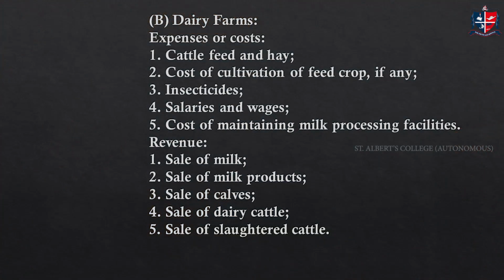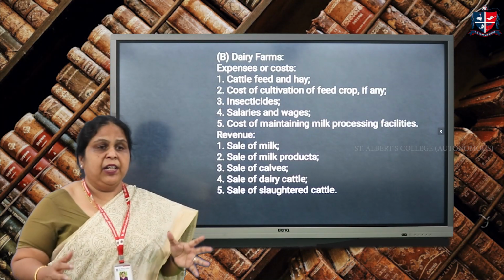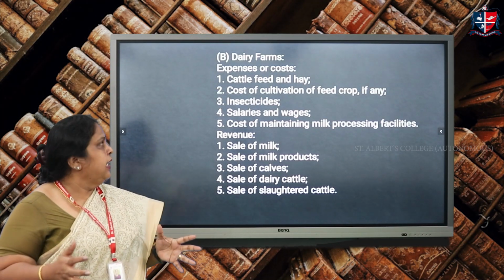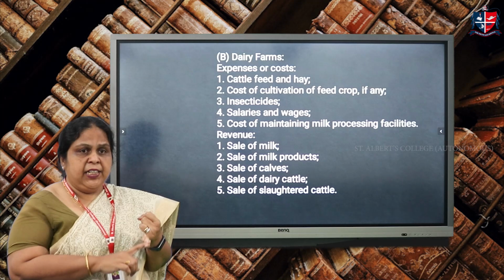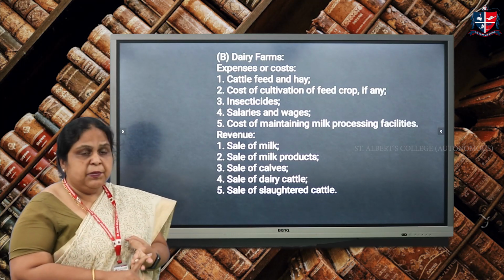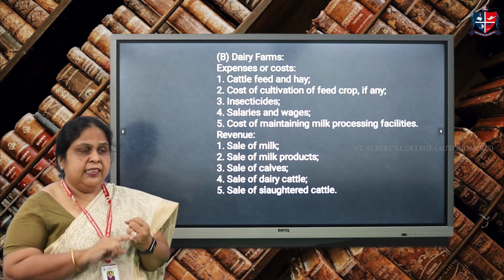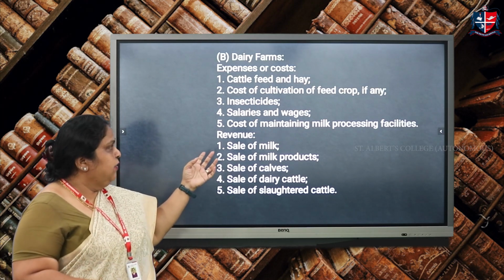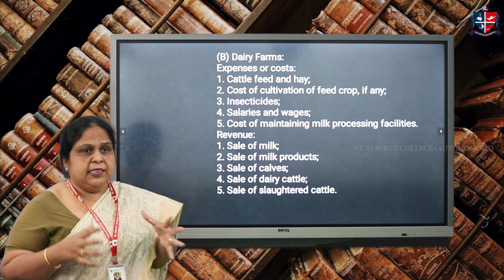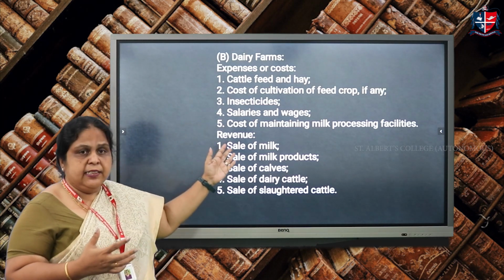Now next, let's see what the expenses are in the case of a dairy farm. In the case of the dairy farm, you have cows and cattle, right? So there you have to give them feed, you have to buy hay for them, you have to cultivate any feed crops that they need. For that you need expenses, you need insecticides, salary and wages. Then you have to process the milk that is being produced. So all those are the expenses that are seen.